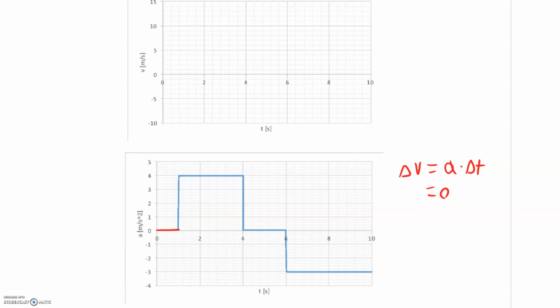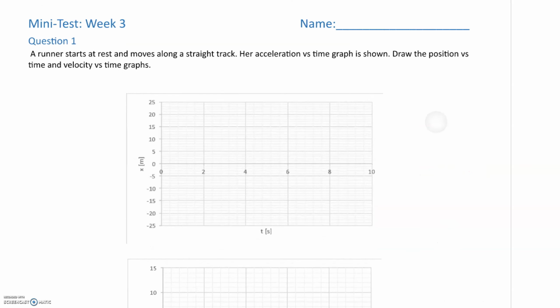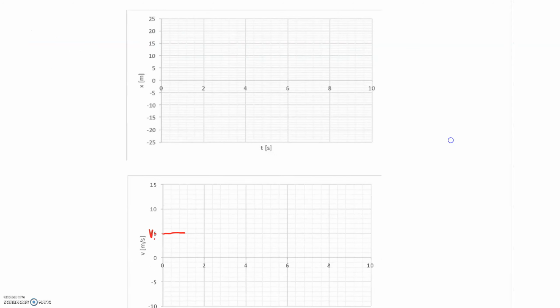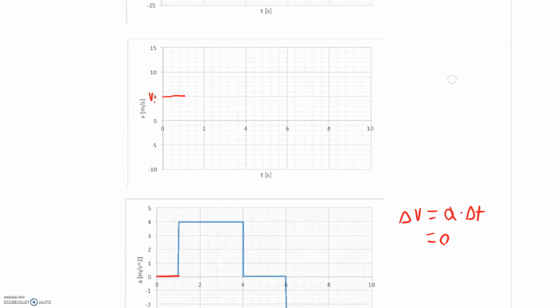So we have to think about this. If I had said the runner started at 5 meters per second and her velocity was constant, we would start up here at her initial velocity. So I have to go back to the problem statement and read it again. It says that she starts at rest. So that tells me that her initial velocity is 0. And the slope of this line should be 0. It should be flat because my acceleration is 0. So the slope of my velocity versus time graph is equal to my acceleration.